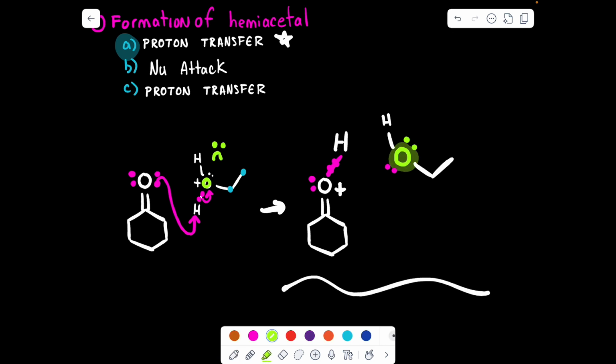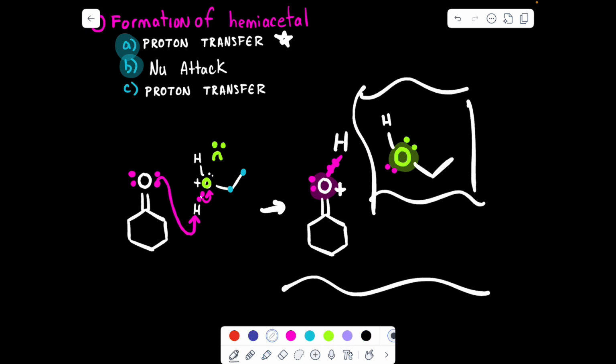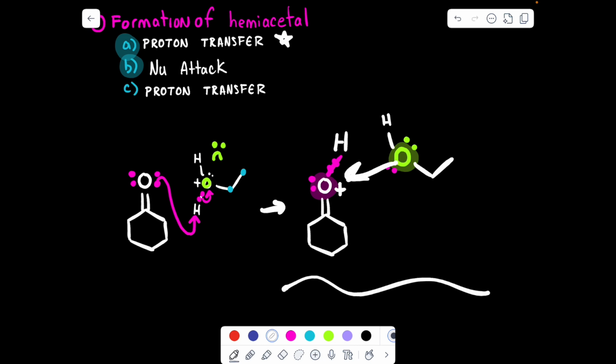Now this oxygen is happy, but now this oxygen is sad. So let's go to step 2. Step 2 is nucleophilic attack. Our nucleophile is going to be the alcohol. Who's it going to attack? Well, is it going to attack the oxygen directly? Never, never, never. Who it's going to attack is always the carbonyl carbon. I hope you're picking up on the trend of organic chemistry too. We're usually attacking the carbonyl carbon.